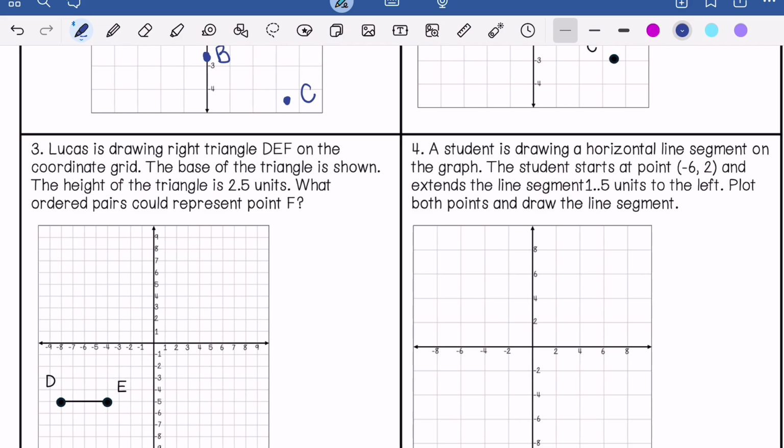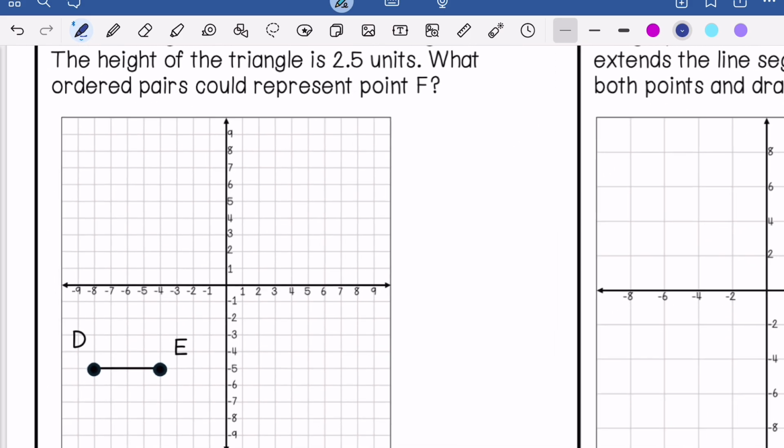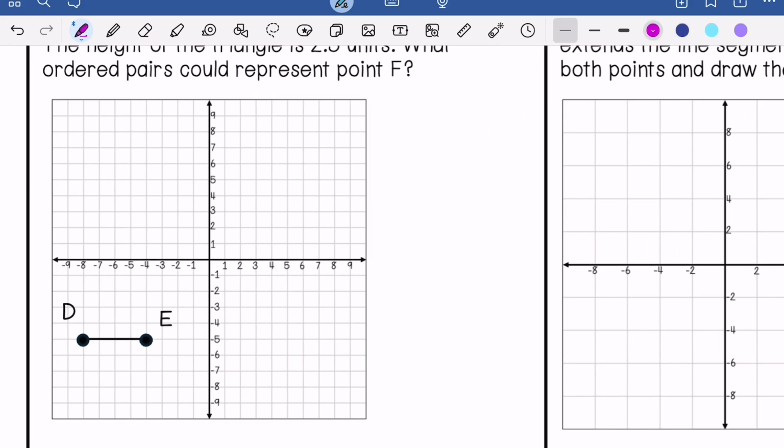Lucas is drawing a right triangle DEF on the coordinate grid. The base of the triangle is shown. The height of the triangle is 2.5 units. What ordered pairs could represent point F? So I have multiple options here. If I go 2.5 up here, it could be here. If I go up 2.5 here, it could be here.